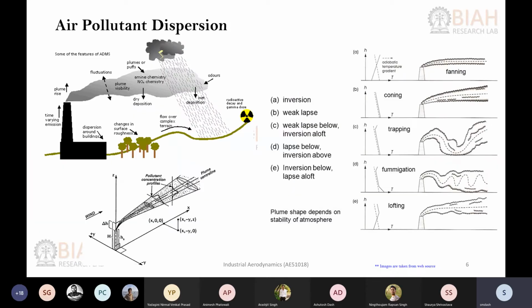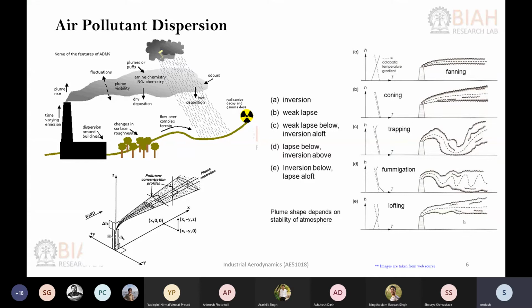Then the third chapter will be air pollutant dispersion. You know that there are a lot of pollutants these days which come from either vehicle pollution or chimneys, for example industrial pollution. We'll be looking into industrial pollution in more detail because it affects the people who are living nearby. So we'll be modeling this plume or pollutant dispersion, and we'll see how you can stabilize the dispersion of this pollutant.